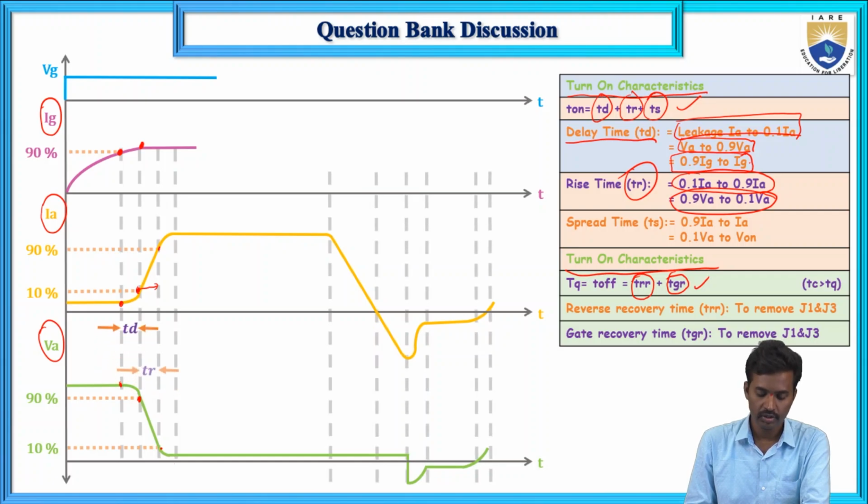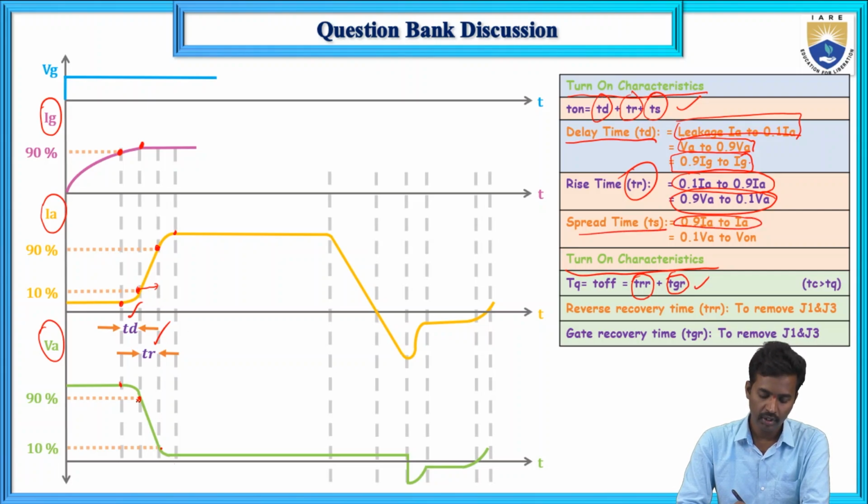This is the delay time and this one is the rise time. What about the spread time? Spread time means the time for which the anode current increases from 90 percentage to 100 percentage of anode current. So that is the spread time.